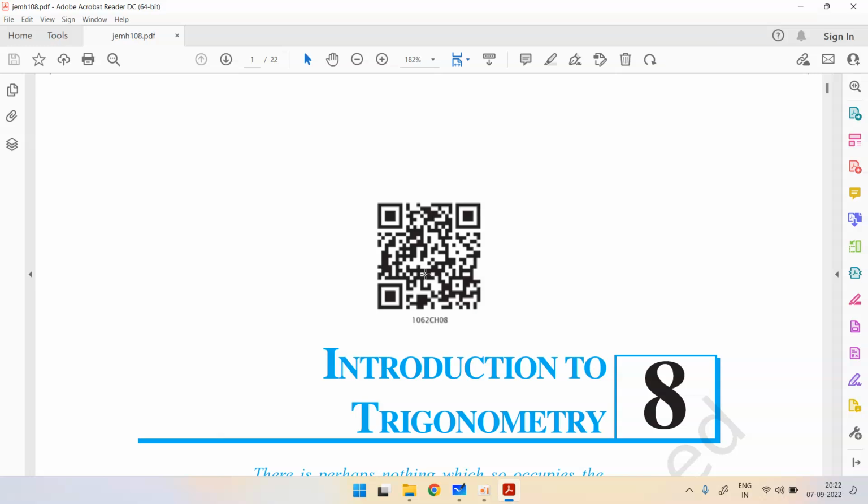That is chapter number 8 of class 10th mathematics, which is Introduction to Trigonometry. It's NCERT. So, what is trigonometry? How does it come? What is the history behind the coming of trigonometry?